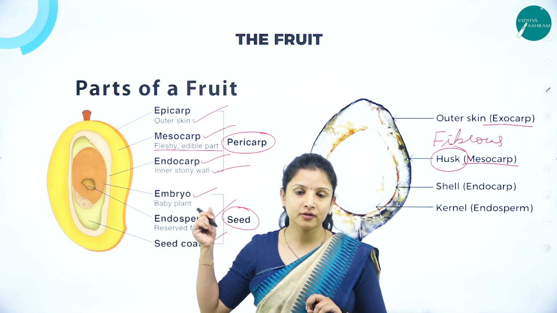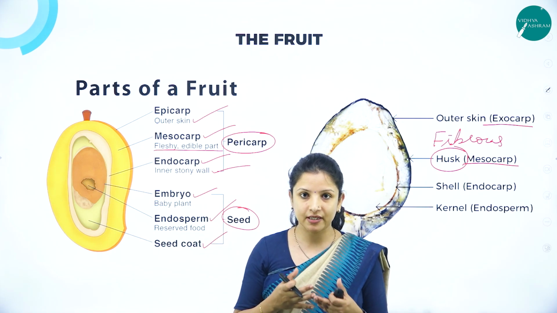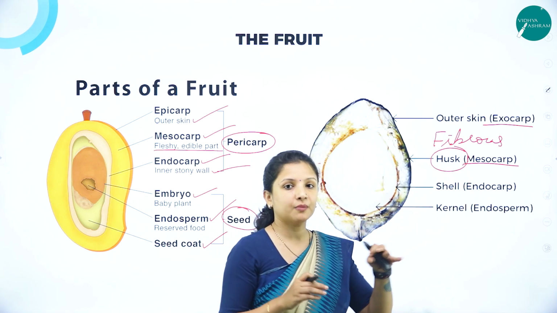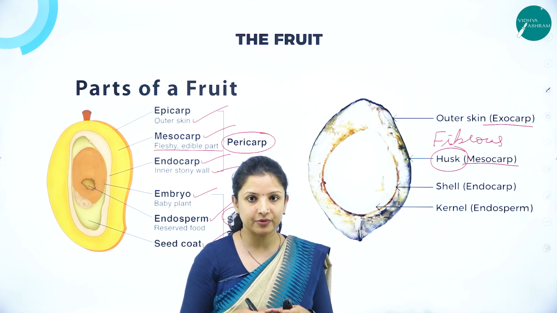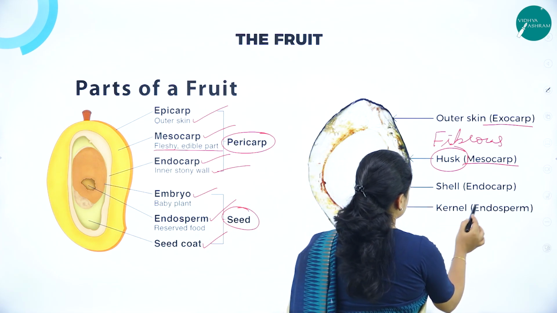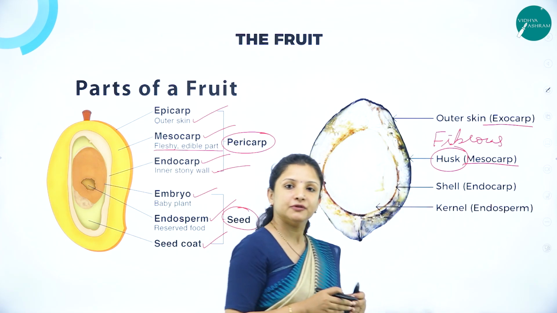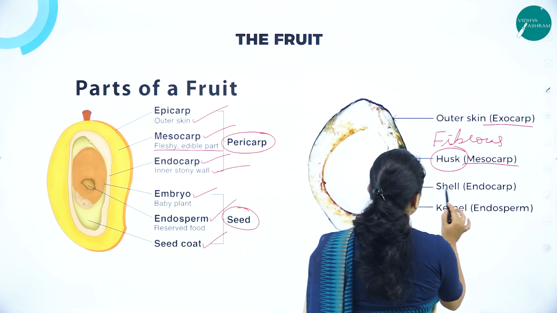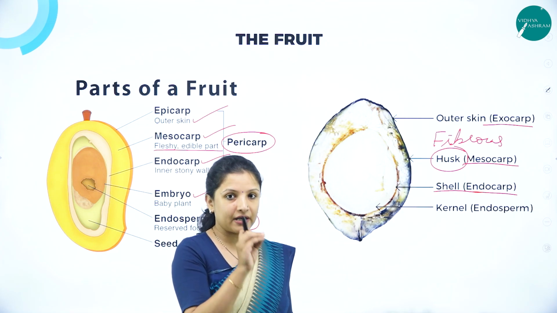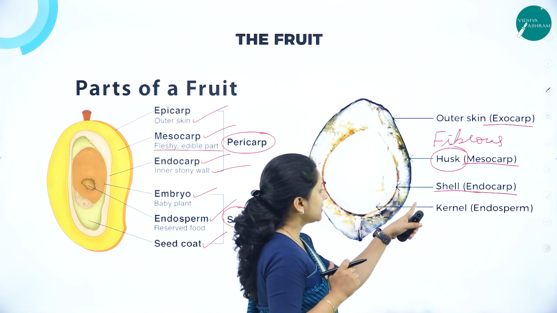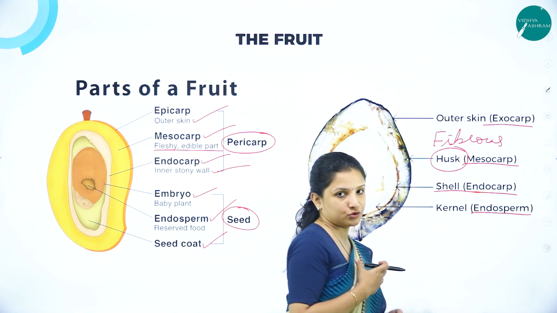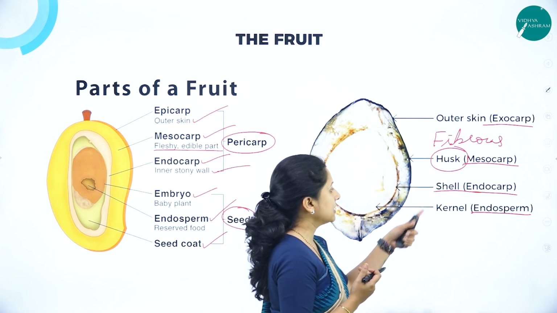But in the case of mango, the mesocarp was fleshy and juicy, right? And it was edible. But in the case of coconut, the mesocarp is nothing but the husk, which is fibrous, and it is not edible. You cannot eat it. The inner part, that is the endocarp, is also not edible, and forms the shell of the coconut. The endocarp is also quite hard and stony. Next, the kernel part, which is the endosperm, is what we all consume.